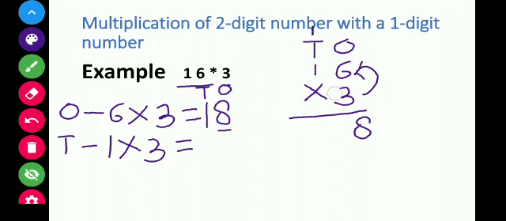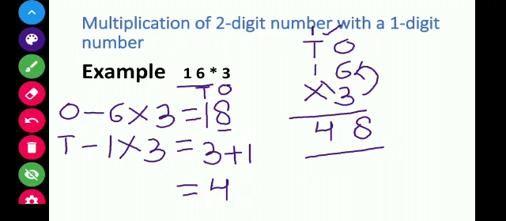Now read the table of 3 one time. 1 3s are or 3 1s are 3. After reading the table, you will add this carried over number with 3. 3 plus 1 is equals to, children, 4. 4 will come under tens. Now our answer is 48. 16 multiply 3 is equals to 48.